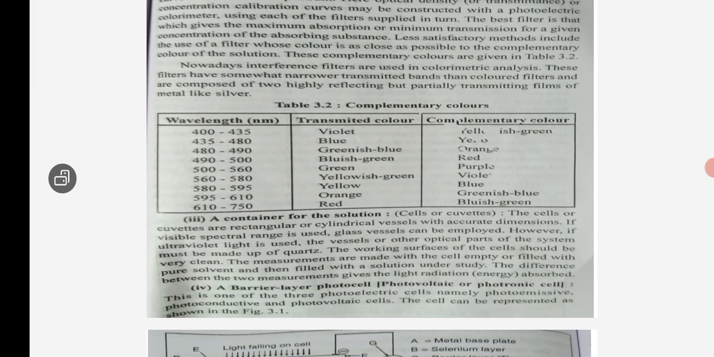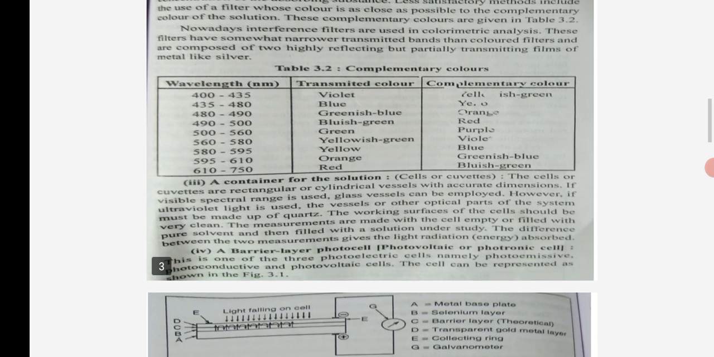In this, violet color has a wavelength of 400 to 435 nanometers, blue 435 to 480, yellowish green 500 to 560 and to 580, and a number of colors, and there are ranges in this chart. Okay, the complementary colors are in the chart.